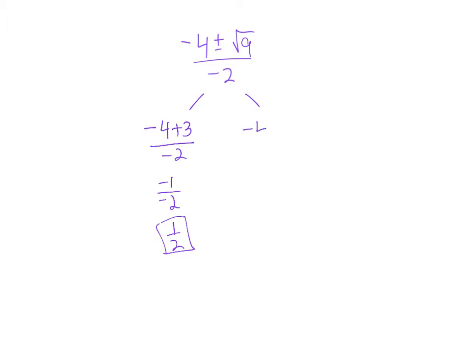And then I'm also going to have negative 4 minus 3 all over negative 2, which is negative 7 over negative 2, which is a positive 7/2.